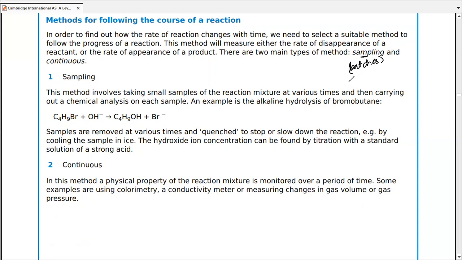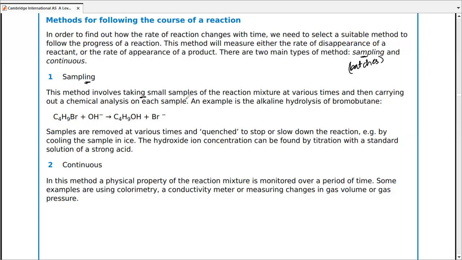So sampling means we take out a specific sample and process it after unit intervals of time. But continuous is different. Continuous means the progress of the reaction, or the appearance or disappearance of product, is followed not after a specific interval of time, but over a period of time, continuously, of course. Hence the name continuous.